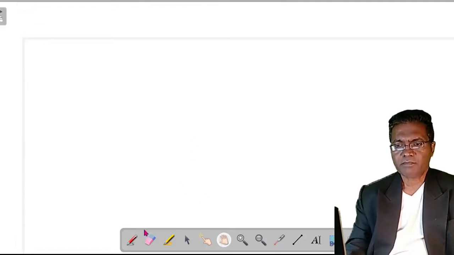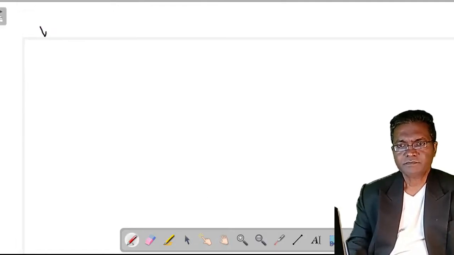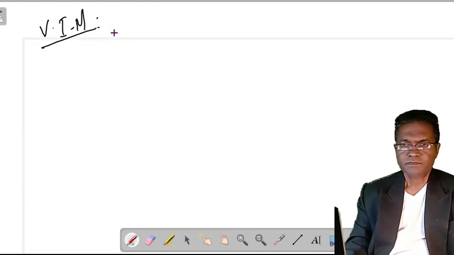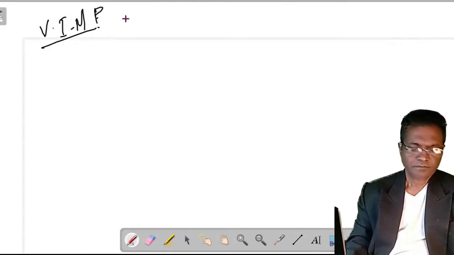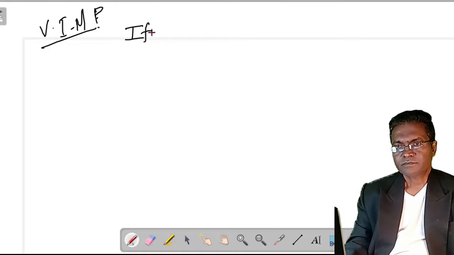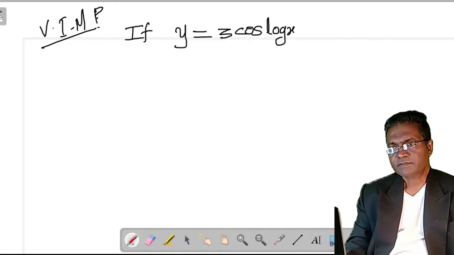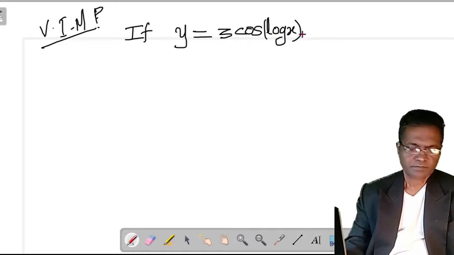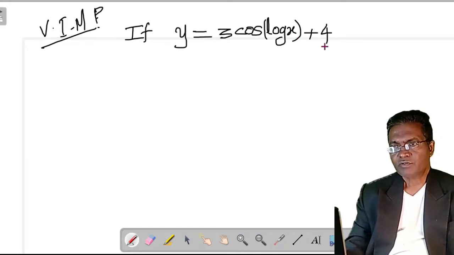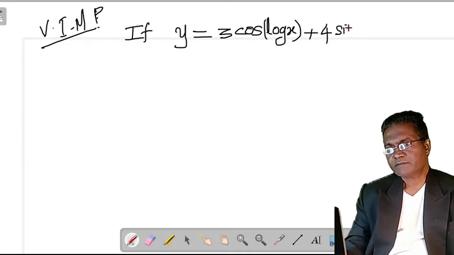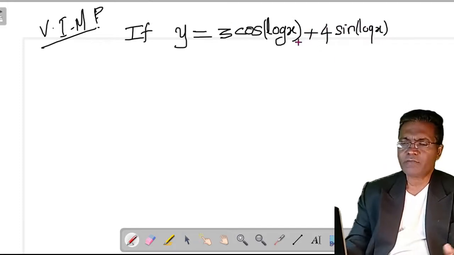Now see here one more very important example, as per my knowledge it was asked many times. If y is equal to 3 cos log x plus 4 sin log x, instead of 3 and 4 you may get a and b also as constants.